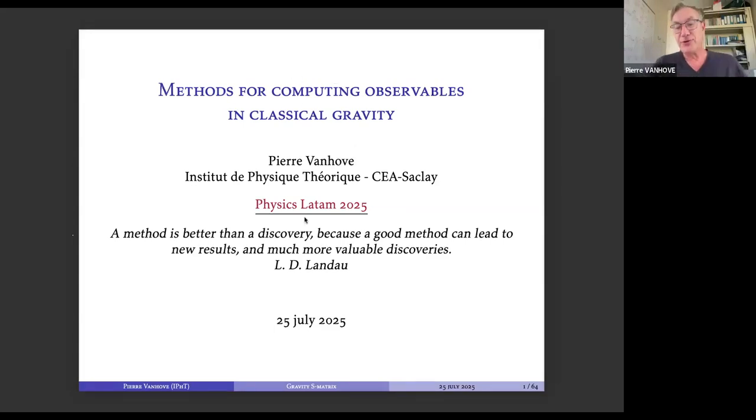So, of course, I will give you a few nice results that we obtained, but this lecture is more about the ideas and the method. This is why I've put this quote by Landau that says that a method is better than a discovery, because this is exactly what the field is using in order to push the high precision evaluation for gravitational waves.